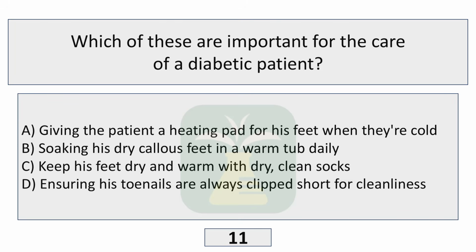Which of these are important for the care of a diabetic patient? A. Giving the patient a heating pad for his feet when they're cold. B. Soaking his dry callous feet in a warm tub daily. C. Keep his feet dry and warm with dry, clean socks. D. Ensuring his toenails are always clipped short for cleanliness. Correct answer, C. Keep his feet dry and warm with dry, clean socks.